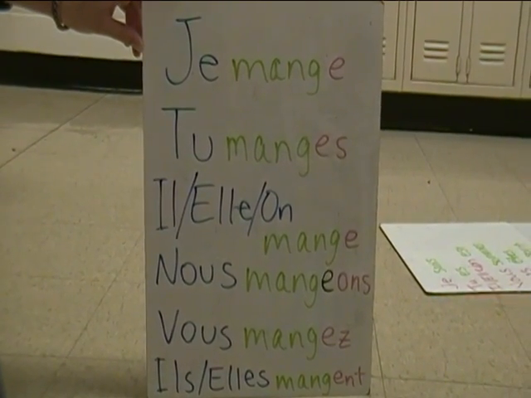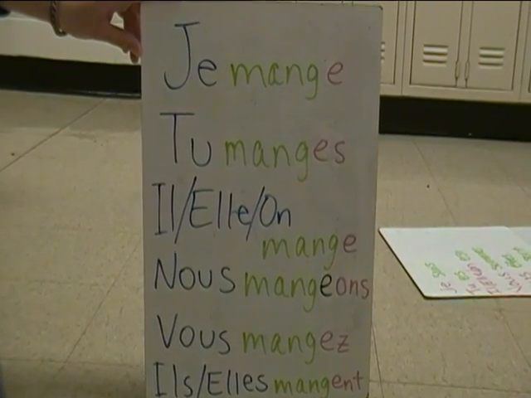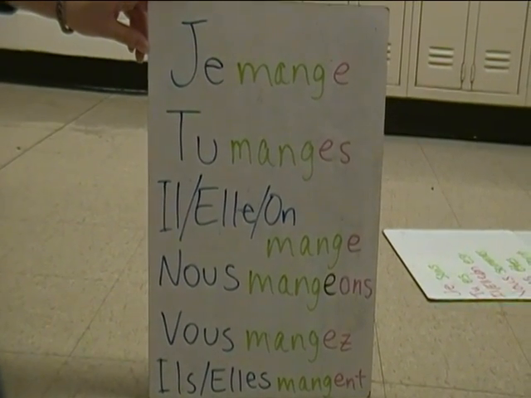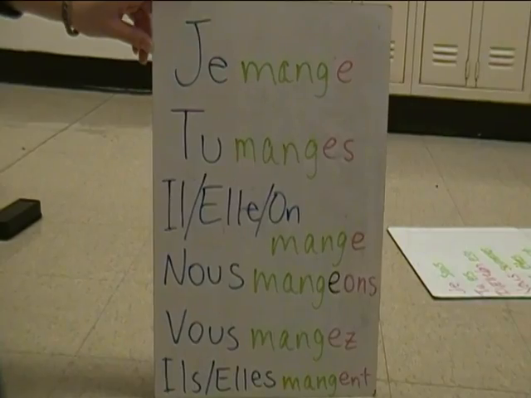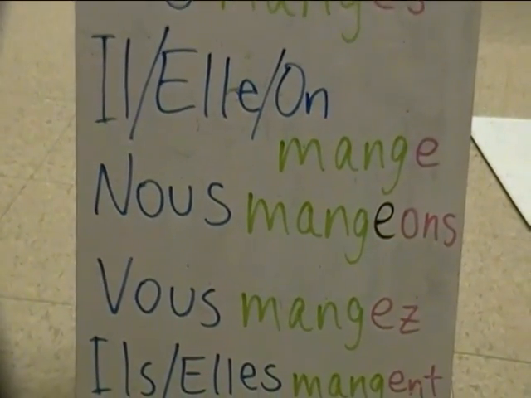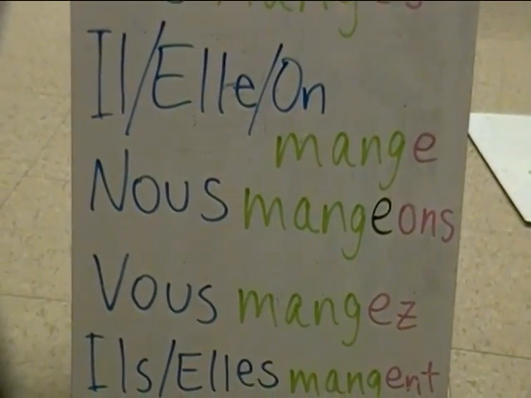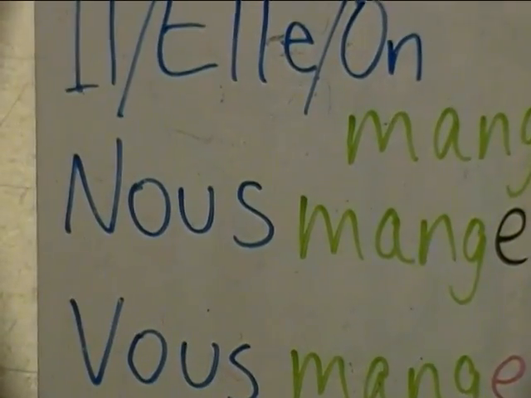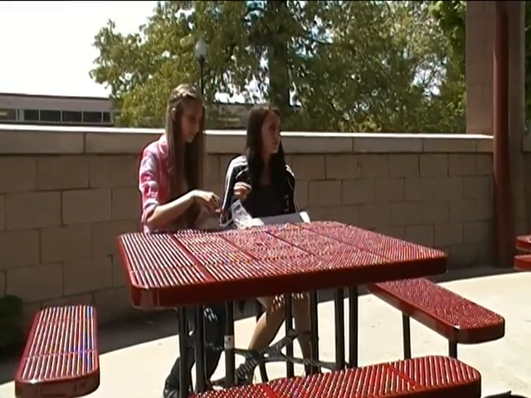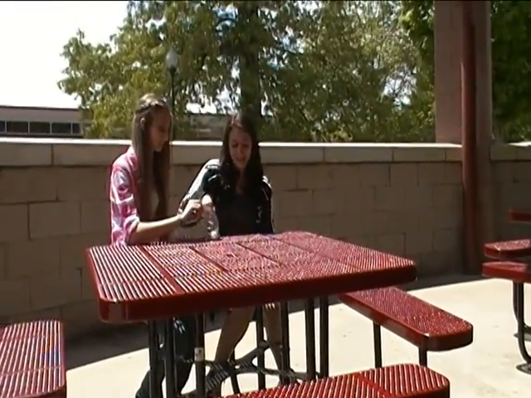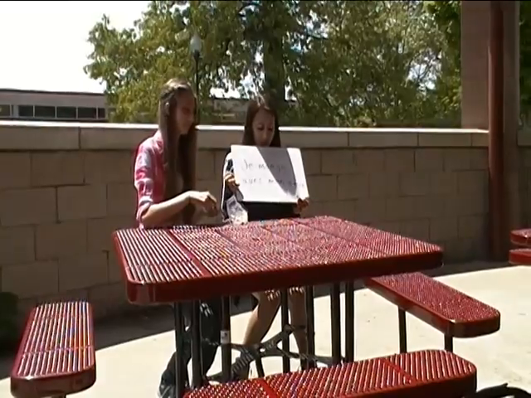Je mange, tu manges, il, elle, on mange, nous mangeons, vous mangez, and ils, elles mangent. In this case, since the stem ends in a G, if you want to say we eat, then you have to add an E onto the O and S. With this information, you can now say I eat with my friend: Je mange avec mon ami.